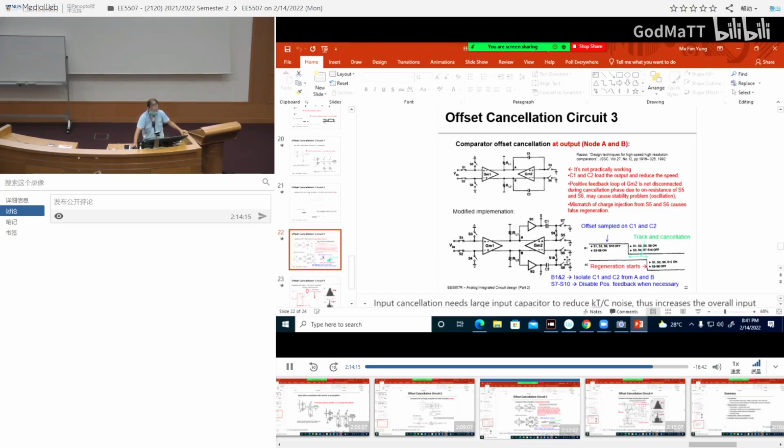So if you don't believe me, just go through the circuit: during the offset sampling phase, during the tracking phase, and then during the regeneration phase. So you can see that there are 3 phases there. First phase is we store offset on C1, C2. Second phase is when we do the tracking phase and the offset cancellation phase, and then here is the third phase when we do the final positive feedback phase.